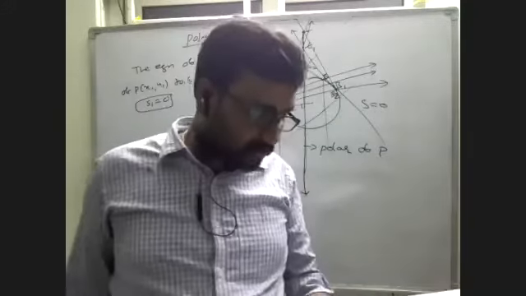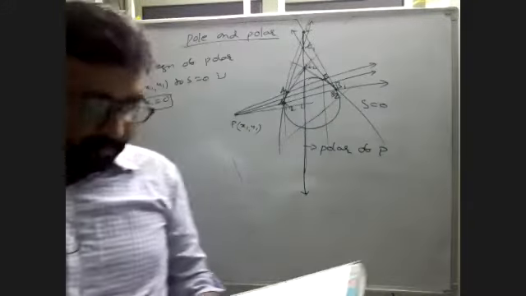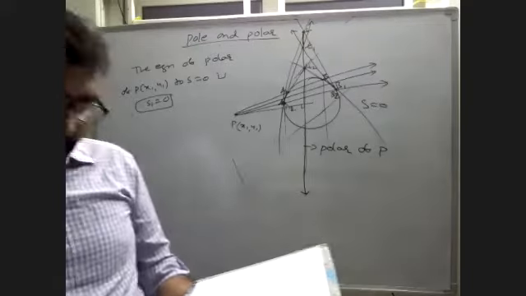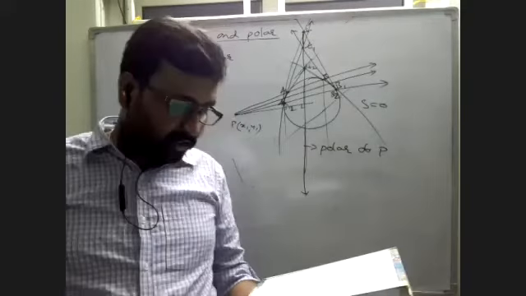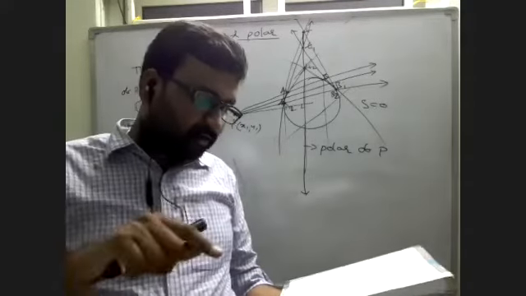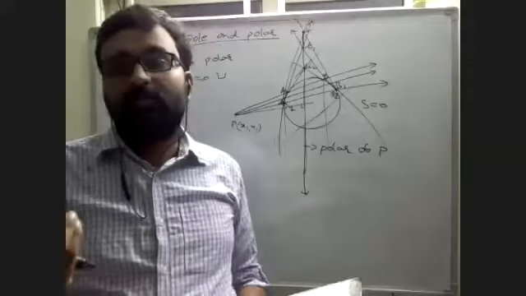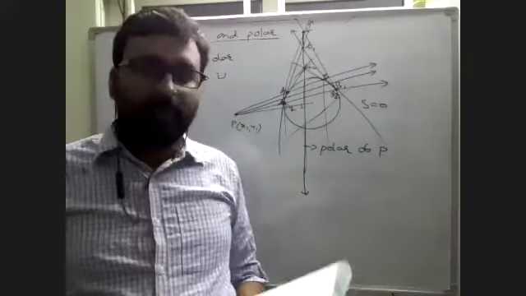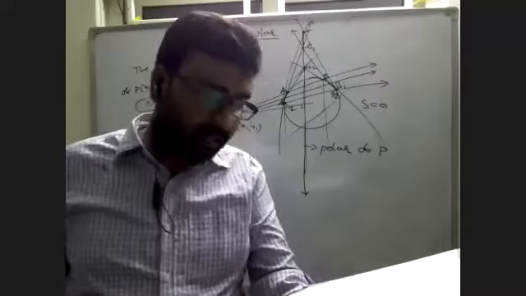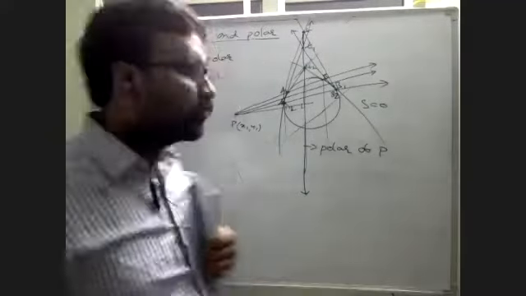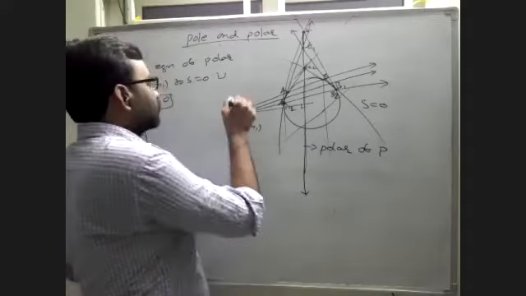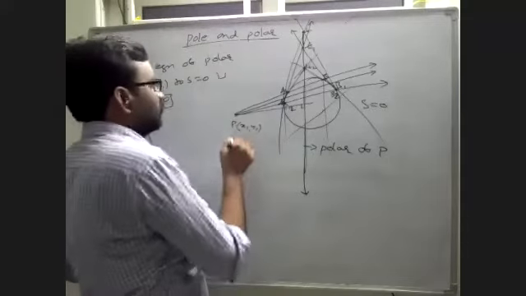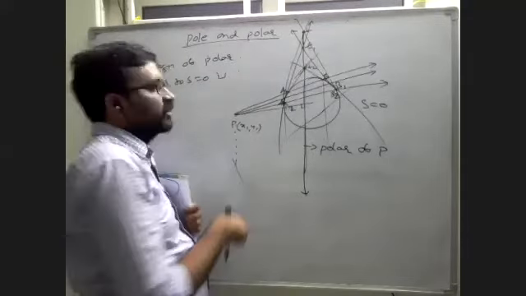Next, polars of collinear points are concurrent. Poles of concurrent lines are collinear. This is vice versa. Polars of collinear points are concurrent.